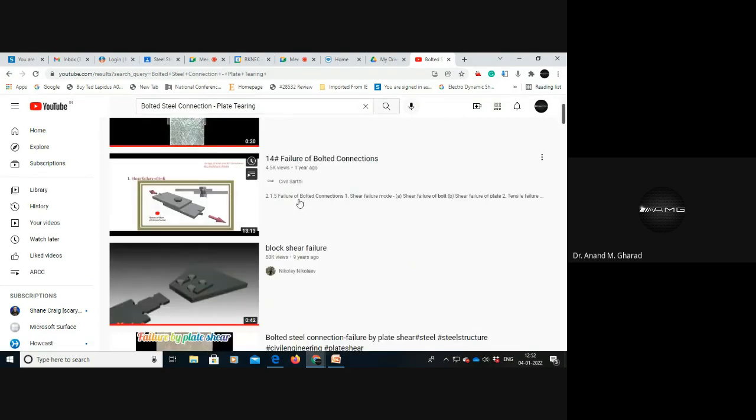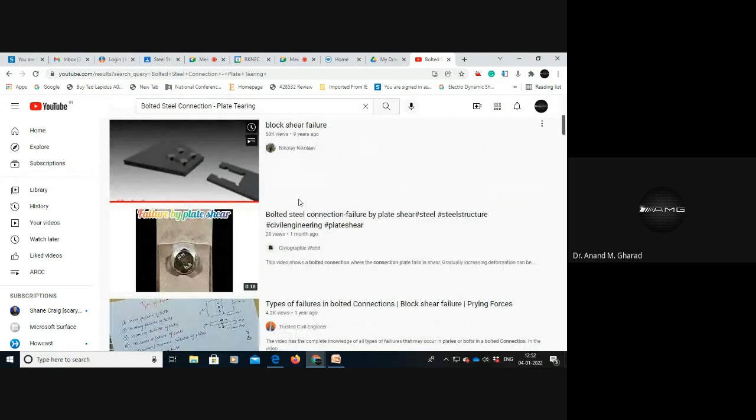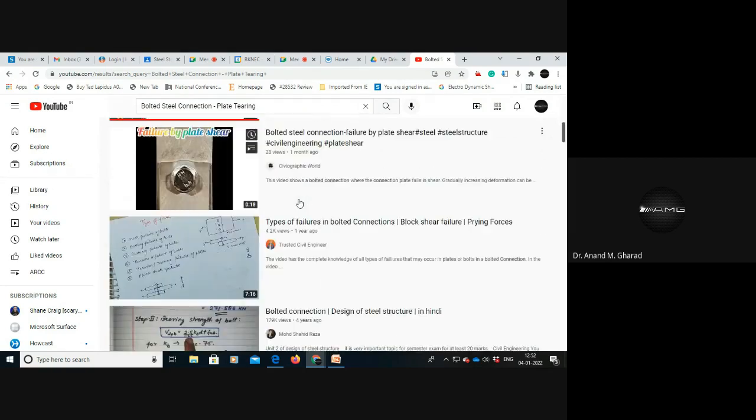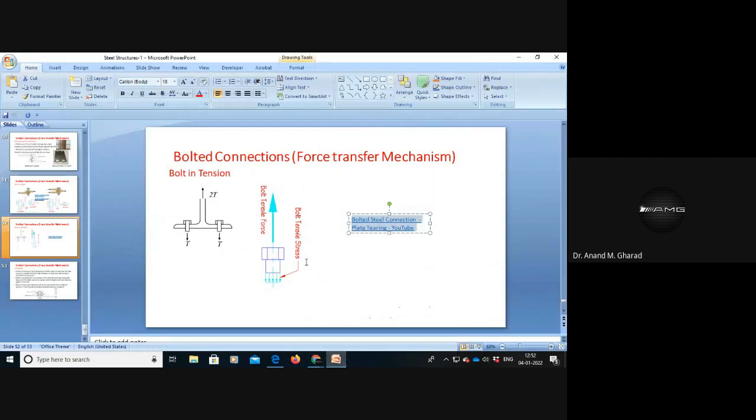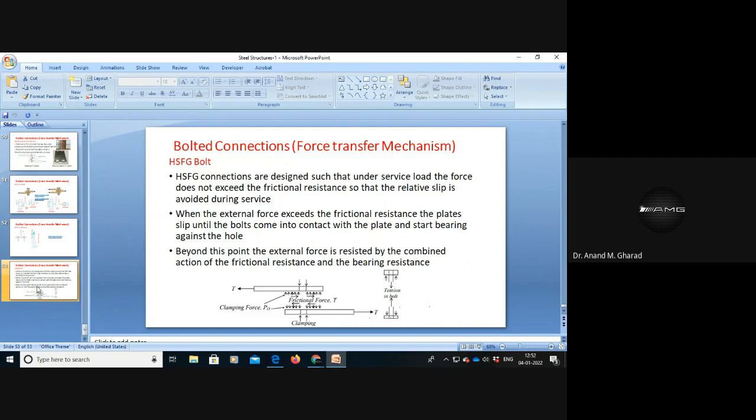So this is how you can understand the various failures which are associated with the bolt failure as well as the plate failure. Okay?